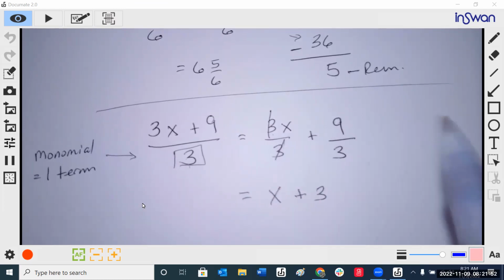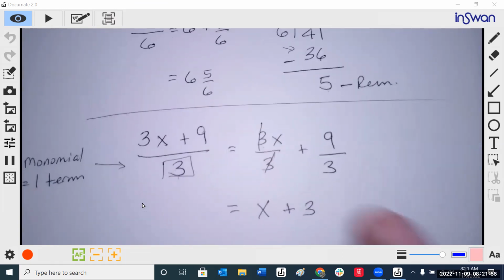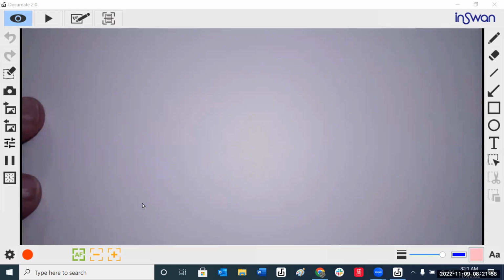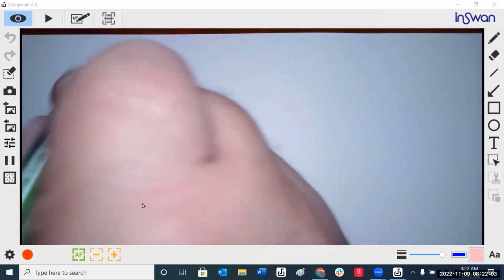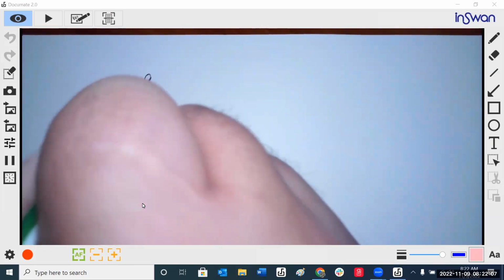Right. So it's easy if we do it that way. Let's look at the way we've been doing these other ones. Yeah. If I had 3x plus 9 over 3.